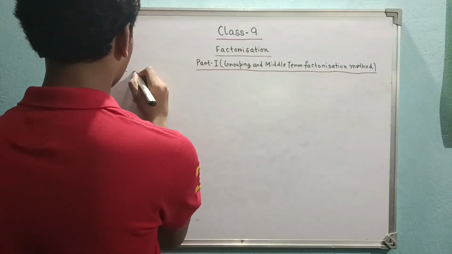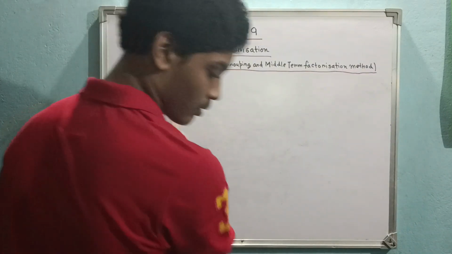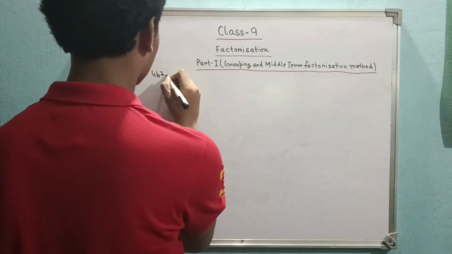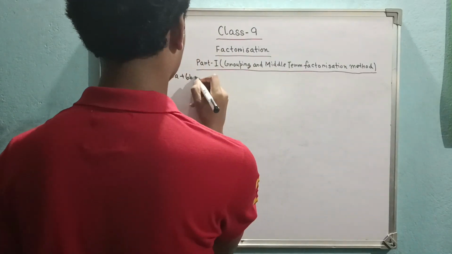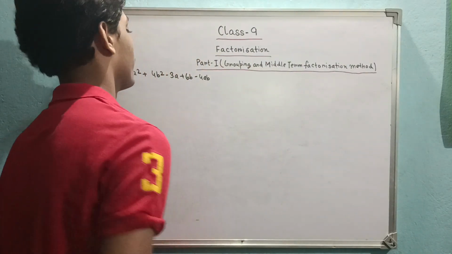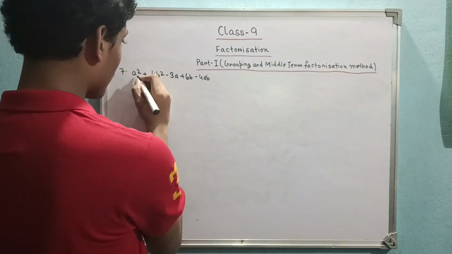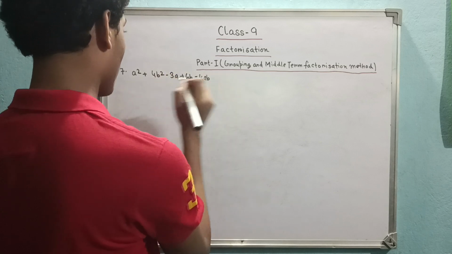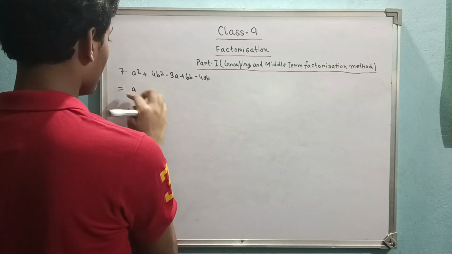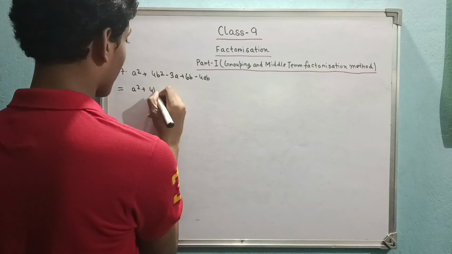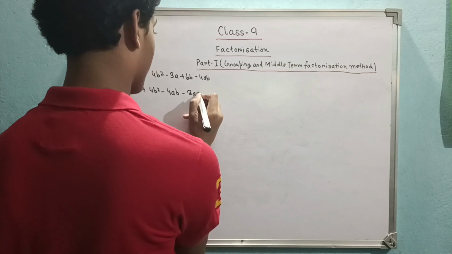Okay. a square plus 4b square minus 3a plus 6b minus 4ab. We have to arrange this carefully. Let us see. Here we have a square plus 4b square minus 4ab. Let us arrange them on one side and see what happens. This equals a square plus 4b square minus 4ab minus 3a plus 6b.